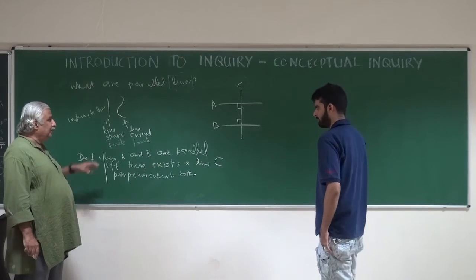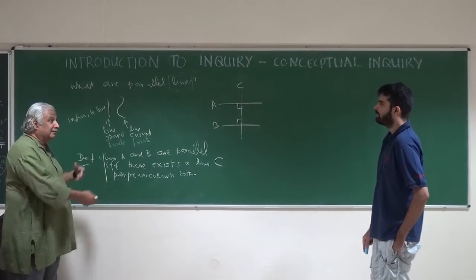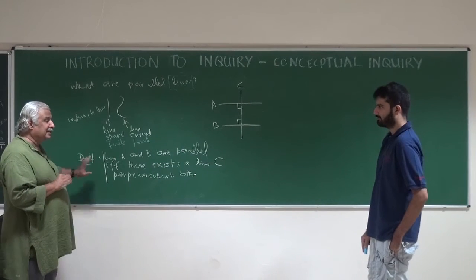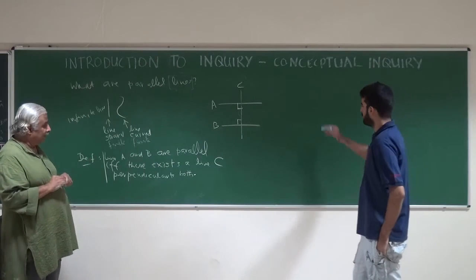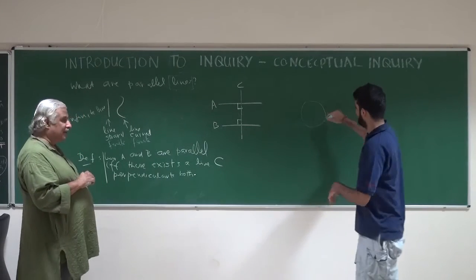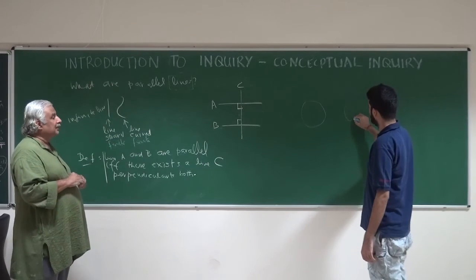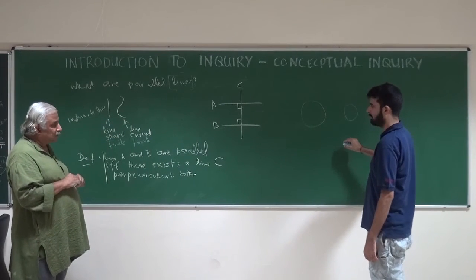So if we take an example, then we construct a definition, and now let's take more examples. That is how conceptual inquiry works. So this is a line, right? It's a circle. That's a line, because we have said this is a line. This is a line, that's also a line.